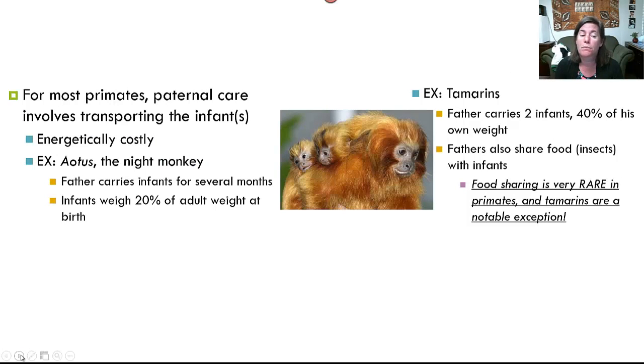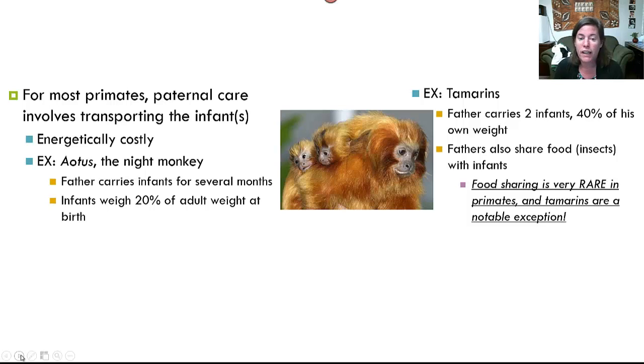For most primates, paternal care generally involves transporting the infants. I want to mention that this is an exceptionally costly behavior. It's energetically costly. In some species, such as the lemur Rubrivenster from Madagascar, and tamarins, this is a picture of a golden lion tamarin, twinning is common. So the female generally produces twin offspring, and the father is then responsible for carrying two offspring.